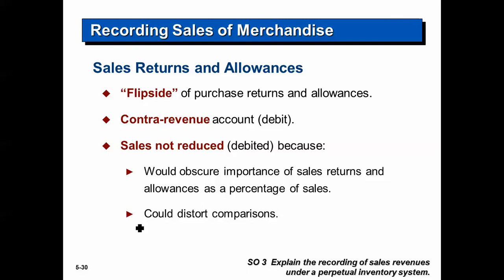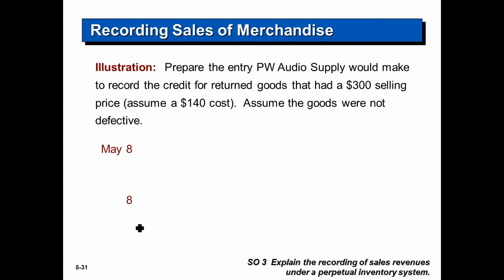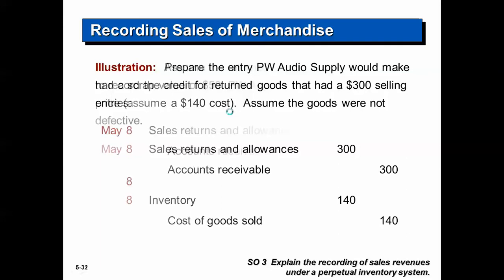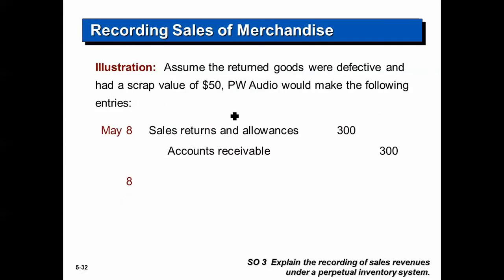Now, the sales returns and allowances. Sometimes they will return goods to us. Well, when they do that, we don't reduce sales. We set up a separate account. So to prepare the entry, they return goods with a selling price of 300. We paid 140 for it. So now we say, okay, sales returns and allowances, debit 300. This is a contra revenue account, and credit accounts receivable 300. Now we put it back into inventory, 140, and we reduce the cost of goods sold. So that's how we record that. Now, what about defective goods? Same thing, put it back.